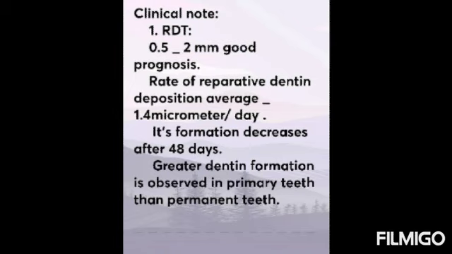The rate of reparative dentine deposition is 1.4 micrometer per day. Its formation decreases after 48 days. Greater dentine formation is observed in primary teeth than in permanent teeth. These are the important points in remaining dentine thickness. How do we measure remaining dentine thickness?